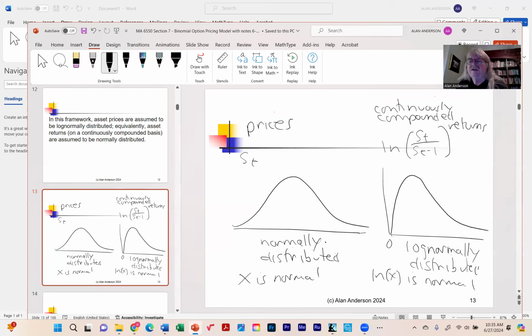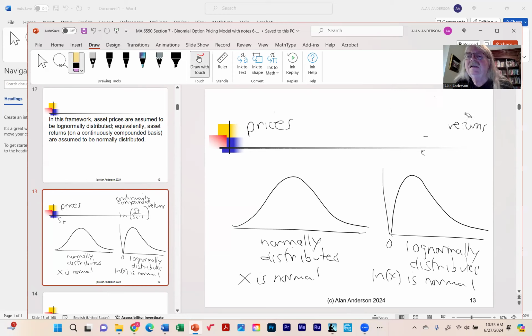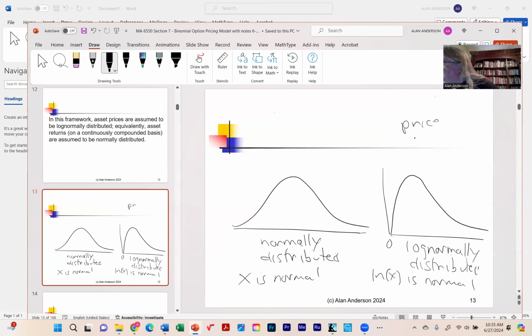And that's kind of important because you can see here that, oh, I'm sorry. I just realized I said this backwards. My fault. Sorry. Nope, nope, nope. These are the prices. These are the returns.